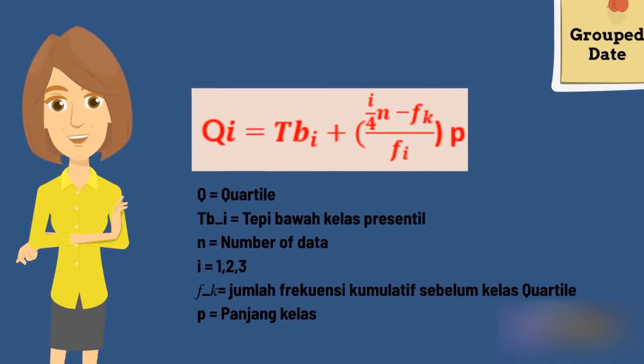So to find the quartile for grouped data, the formula is Qi equals TBi plus parenthesis i per 4 times n minus FK divided by fQ times p. So Q is quartile, TB is tepi bawah kelas quartile, n is the number of data, i is 1, 2, 3, FK is jumlah frekuensi kumulatif sebelum kelas quartile, and the last one is p, panjang kelas.